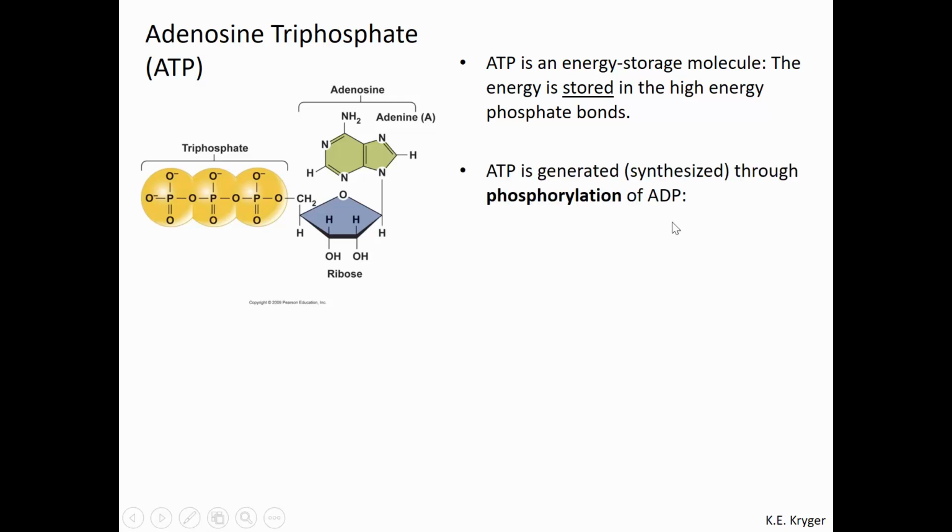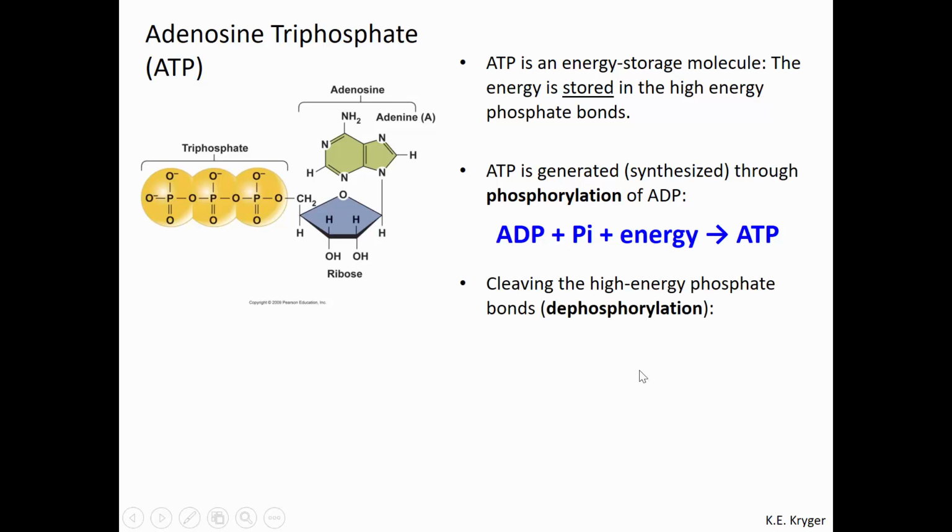Now, ATP is generated or synthesized through phosphorylation of adenosine diphosphate. Phosphorylation is exactly what you think it is. We take a phosphate group and add it to adenosine diphosphate. So we represent it as adenosine diphosphate plus Pi, which is just inorganic phosphate, plus energy, and that yields ATP. If you think in terms of chemical reactions, catabolism versus anabolism, this requires energy and we're starting off with two smaller molecules and bringing them together to form a larger molecule, so this is an anabolic reaction.